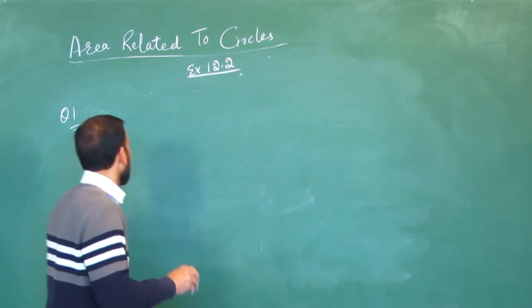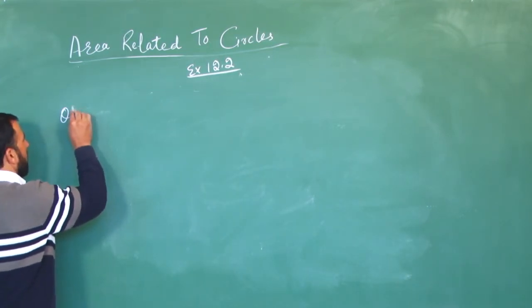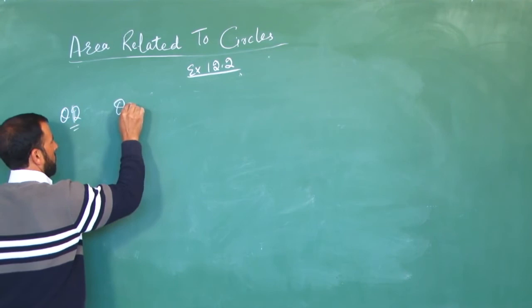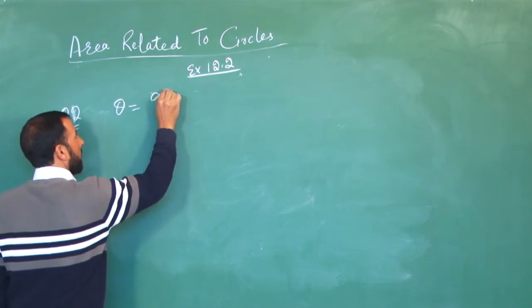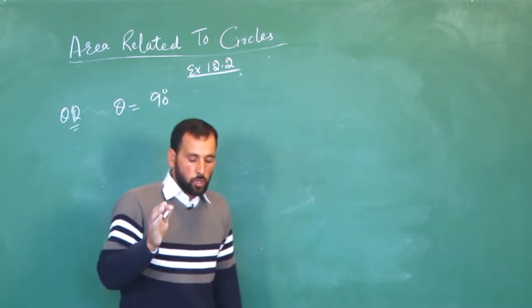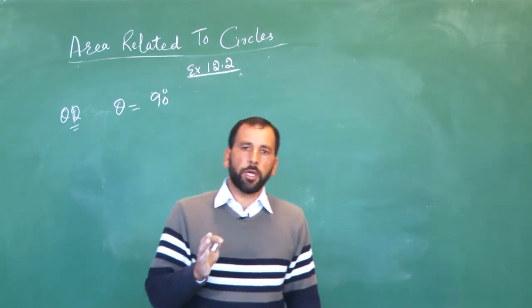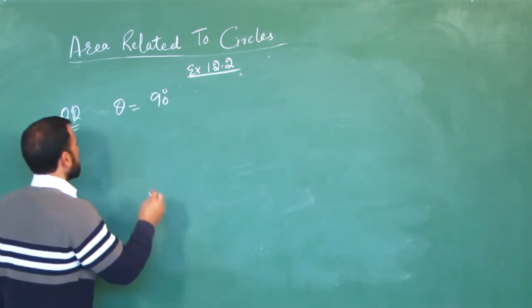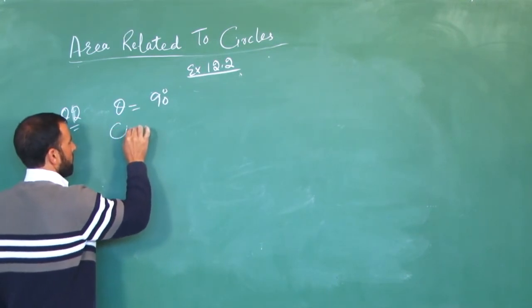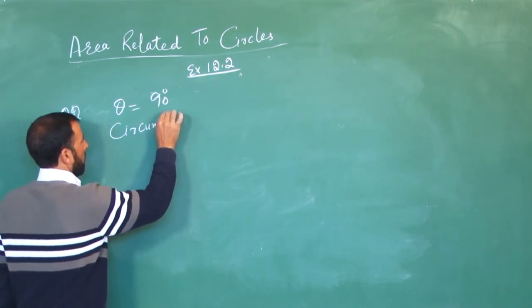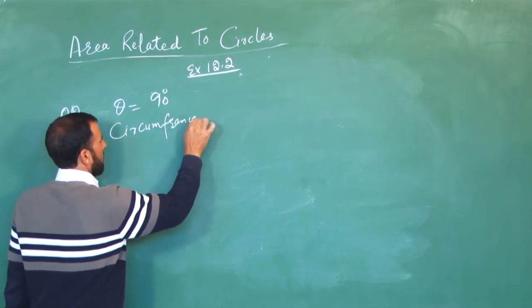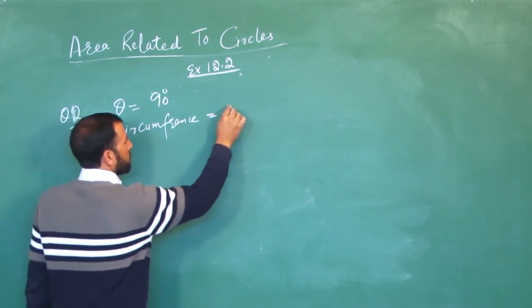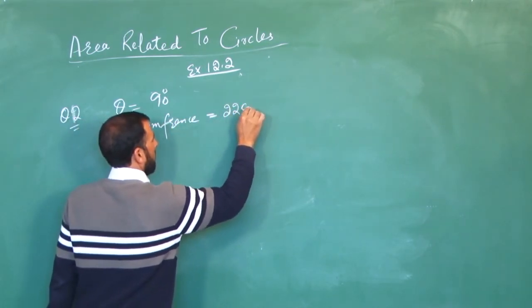If it is a quadrant, that means we can write here theta equals 90 degrees. Why we write 90 here? Because it is the quadrant. In quadrant, theta is always equal to 90 degrees. And the next one is the given circumference. Circumference is equal to 22 centimeter.